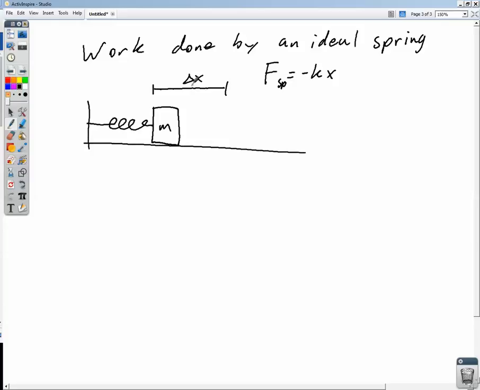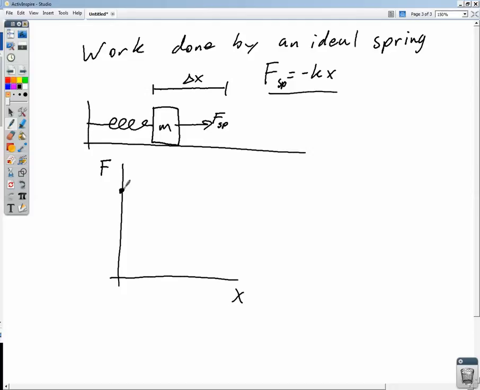And we know that as we let the mass go, the spring is going to apply a force on the mass to the right. And as that mass moves to the right, accelerates to the right, the force applied by the spring gets less and less and less because that delta x gets smaller and smaller and smaller. And we know that the force applied by the spring is equal to negative kx. So if we graphed this, the force versus the position of the spring, the force starts out at its maximum because it's displaced its largest amount.